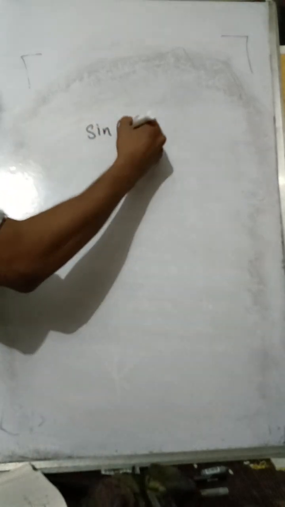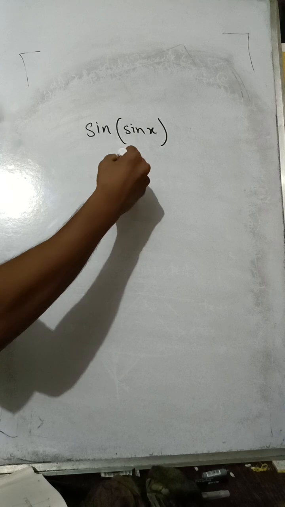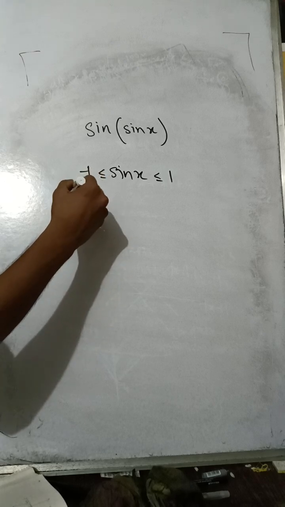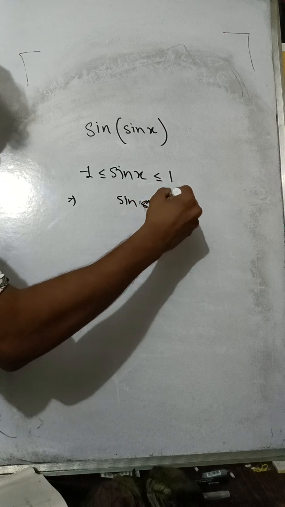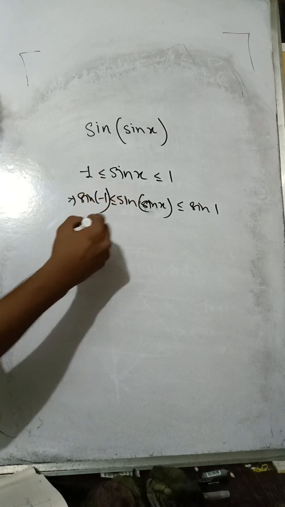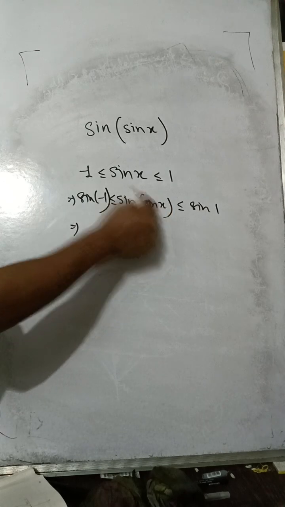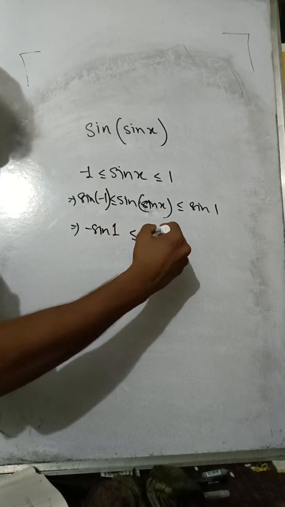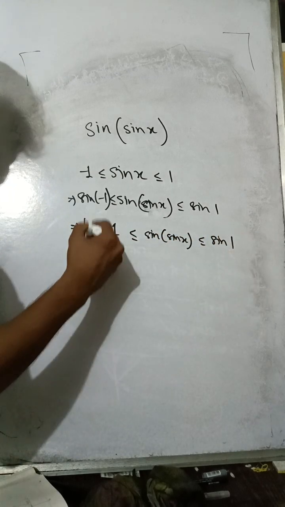Suppose sine of sine x. So first of all, what is sine x? Sine x maximum value is 1 and minimum value is minus 1. So for sine of sine x, the maximum value will be sine 1 and the minimum value will be sine minus 1. Why? Because this sine x, this angle, is between minus 1 and 1, so we are just putting these angles here. So minus sine 1 will be the minimum value of sine of sine x, and the maximum value will be sine 1.